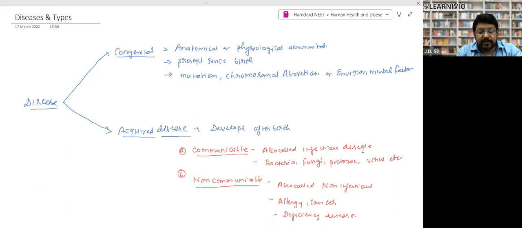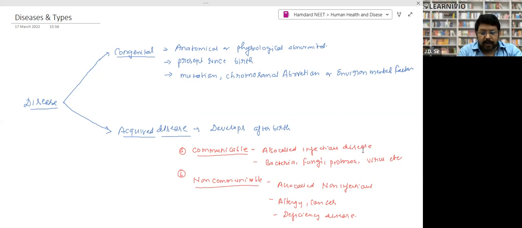They may be bacterial diseases, like TB. They may be fungal diseases, like ringworm. They may be protozoal diseases. They may be viral diseases, like viral fever. They may be protozoal diseases, like jaundice and all that. So they all are communicable diseases. They are communicable from an infected person to a healthy person.